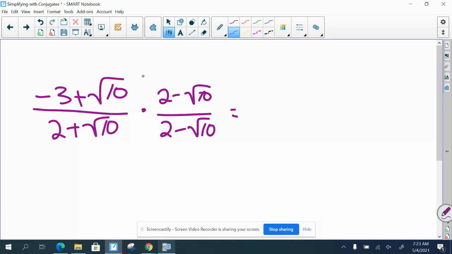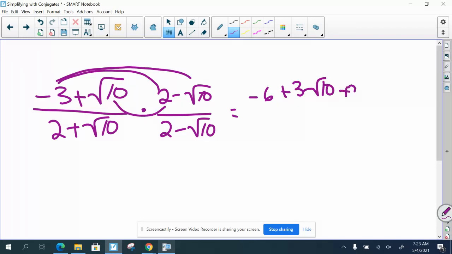So this one, though, we have to FOIL all the way. So for the numerator, negative 3 times 2, the first terms, gives us negative 6. And then the outer terms give us positive 3 square root 10. And then the inner terms give us plus 2 square root 10. And then the last is going to give us minus 10, because the square roots will cancel out. And then divided by, we'll simplify that in a minute. And then for the conjugates, we're just going to do the first and the last. So 2 times 2 is 4, and then minus 10.